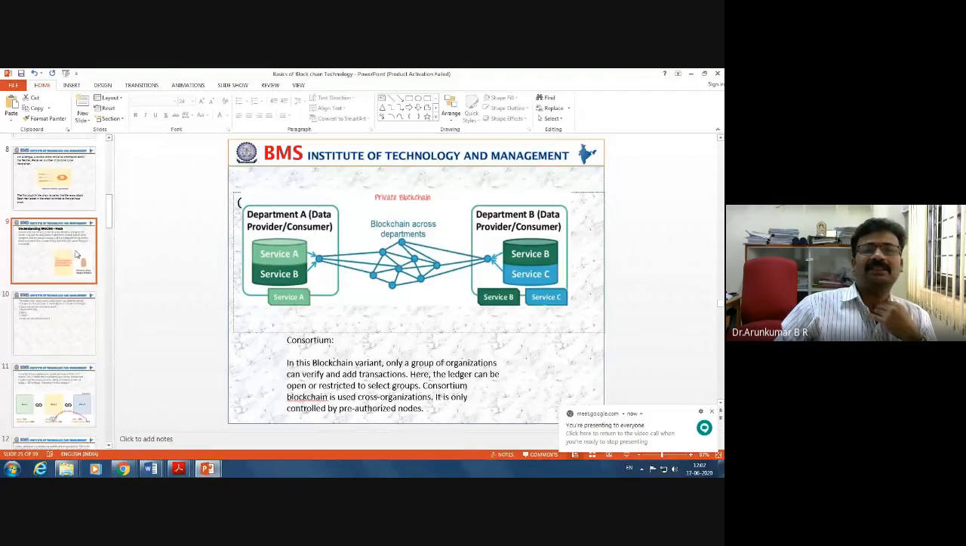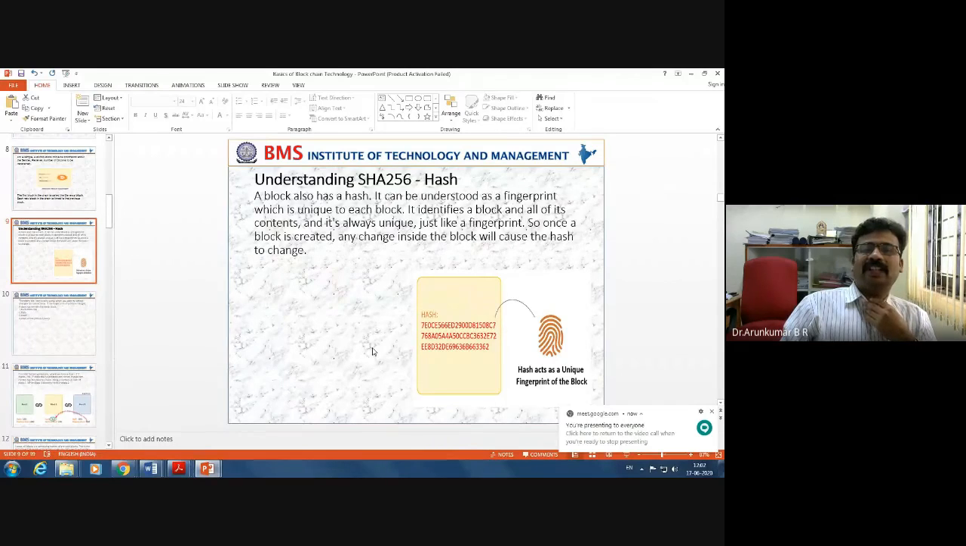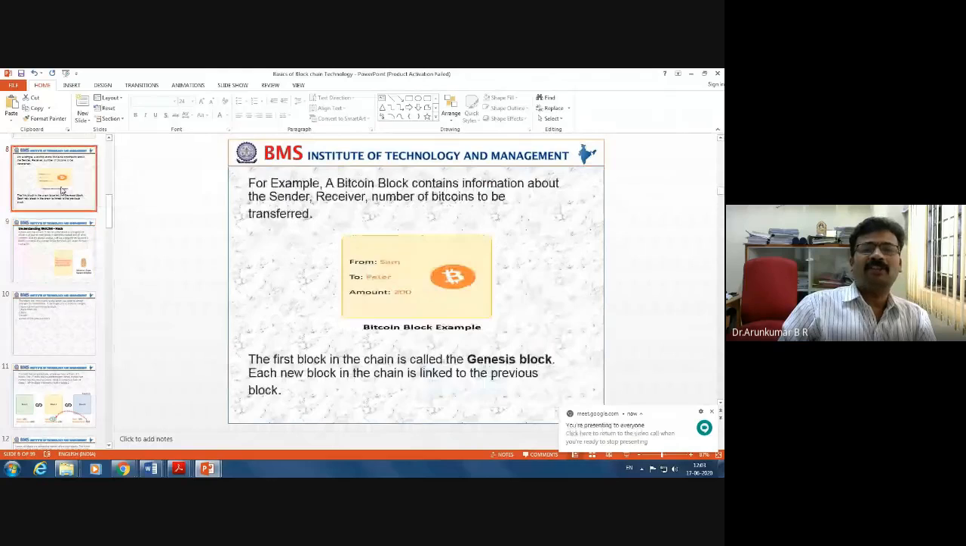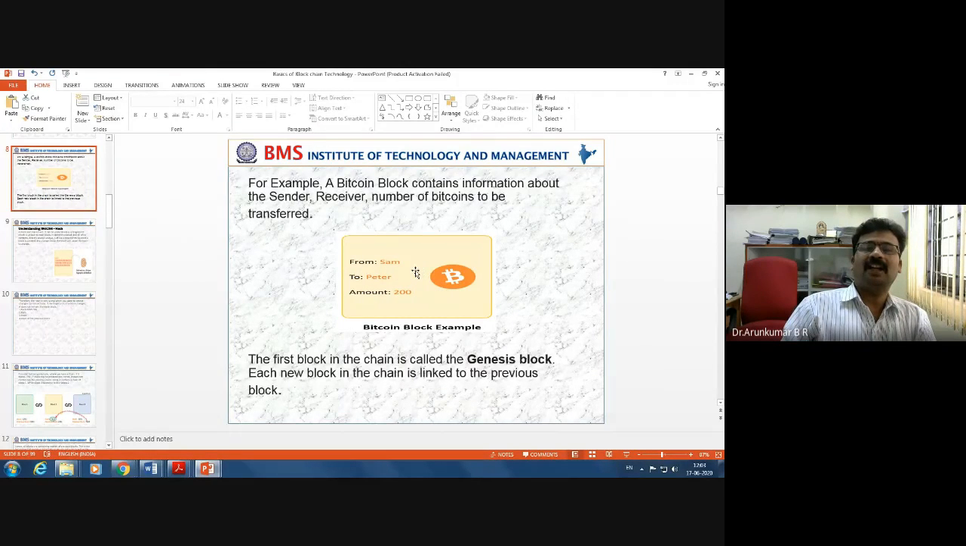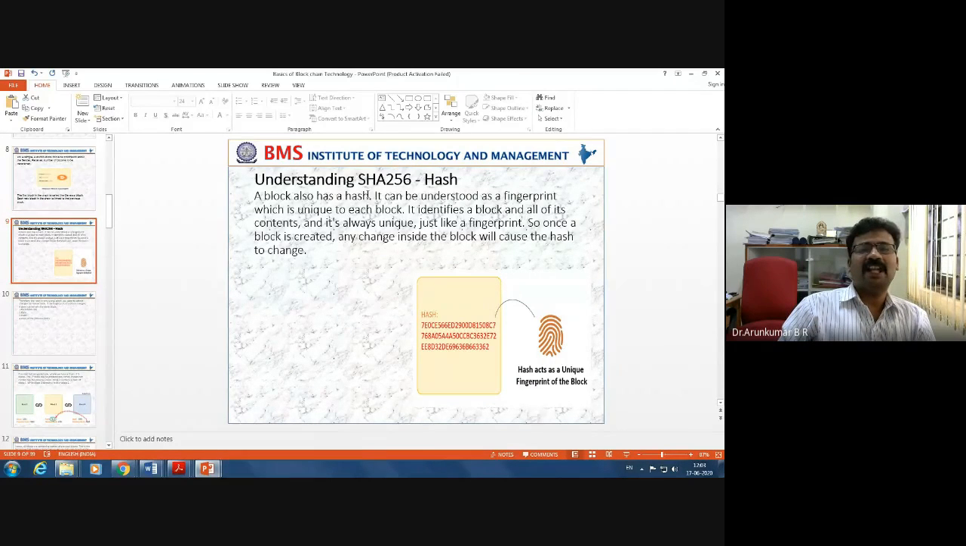Come back to this slide. Understanding SHA-256 hash. This is a hash value generated for a block. If the blockchain is of Bitcoin, a Bitcoin block consists of sender details, receiver details, and the number of Bitcoins to be transferred, for example. This information is the input for the hash algorithm, say SHA-256, and a hash is generated like this. Just as we checked on the mobilefish website, right?